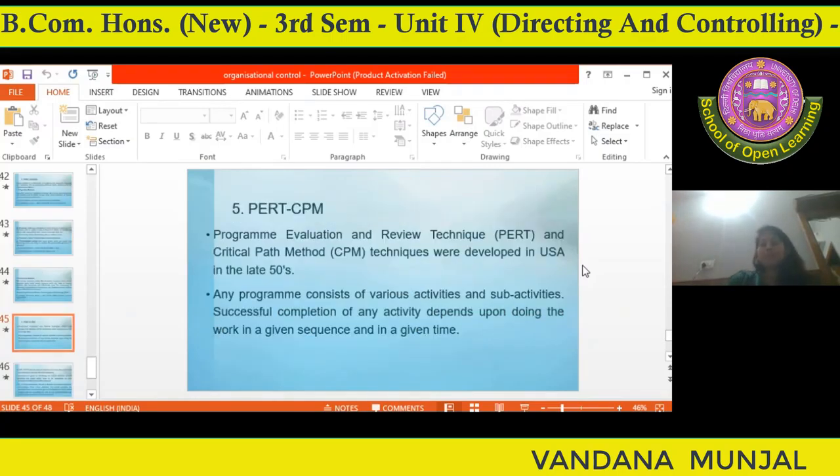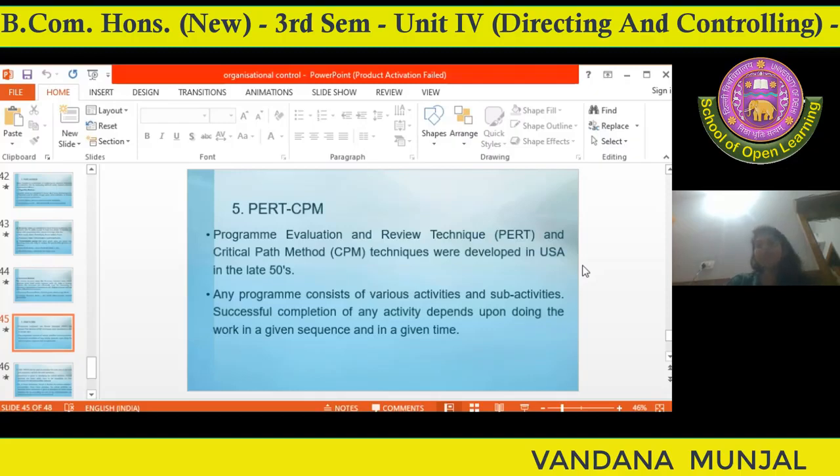Then PERT and CPM, program evaluation and review technique and critical path method. That means, to do any activity, what is the right process to do it, what are the right steps to follow in order to complete an activity. So basically PERT and CPM are not financial measures of control, they are basically systems of time control.